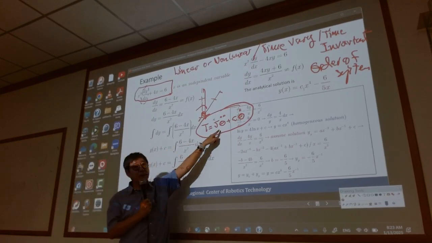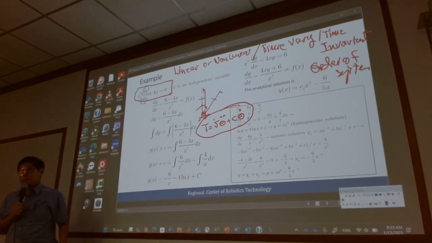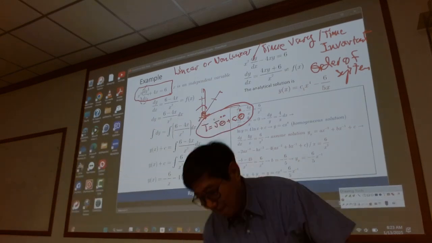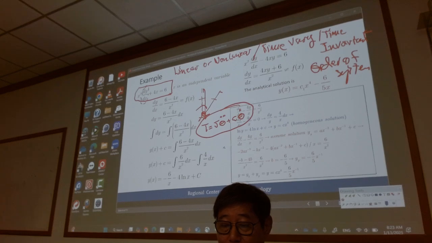This is the second order, right? If you compare this one to that one, what's the order of the system? Okay. You look at this one. I say this is linear, right? So you plot this one.